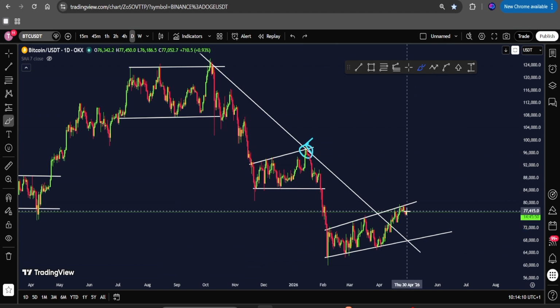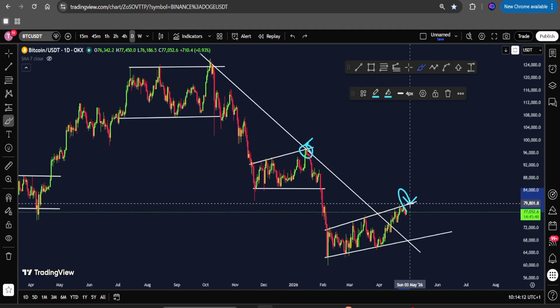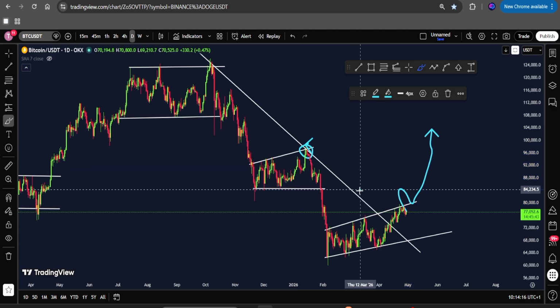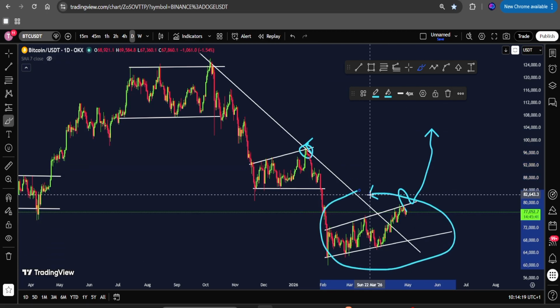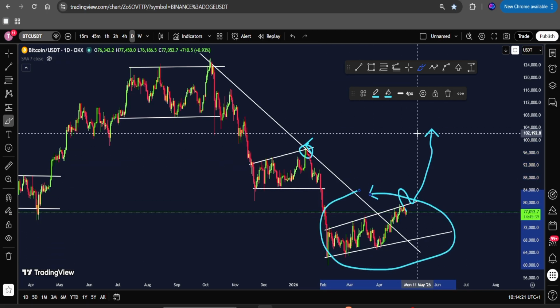So what I'm expecting from the price right now is a major break above this level of resistance right here, then hold above it, and from there we can easily invalidate this bearish pattern and hit much higher prices here on the daily time frame.